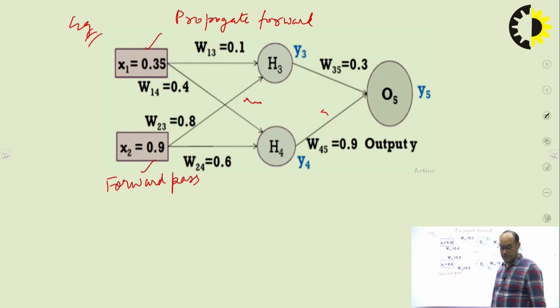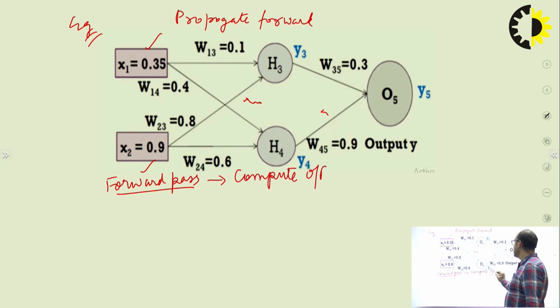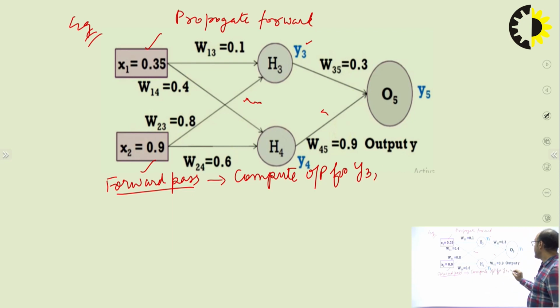Using forward pass, ठीक है? So what I have to do, I have to compute for forward pass, I have to compute output for this y3, ठीक है, y4 and y5. So I have to calculate this, है ना, forward pass, ठीक है? How we will calculate? You know the formula.